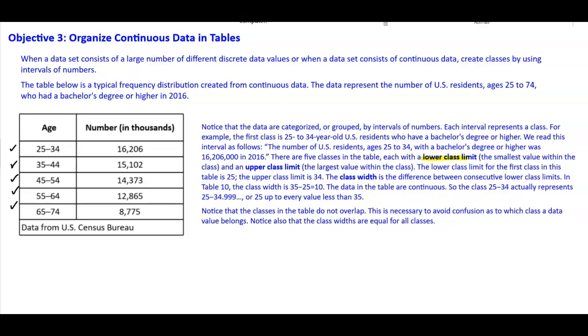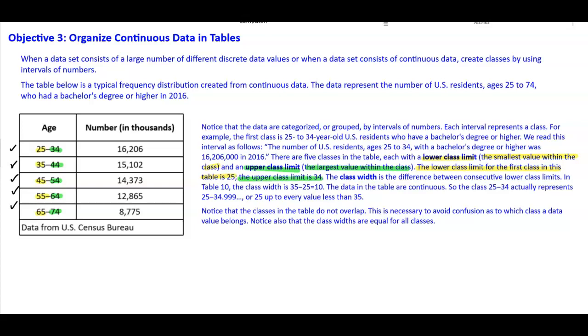The lower class limit is the smallest value within the class. So 25 is considered a lower class limit, 35, 45, 55, and 65. Those are the lower class limits. And then we have an upper class limit, which is the largest value within the class. So therefore 34, 44, 54, 64, and 74 are considered the upper class limits. Now the lower class limit for the first class in this table, as you saw, is 25, and the upper class limit is 34.